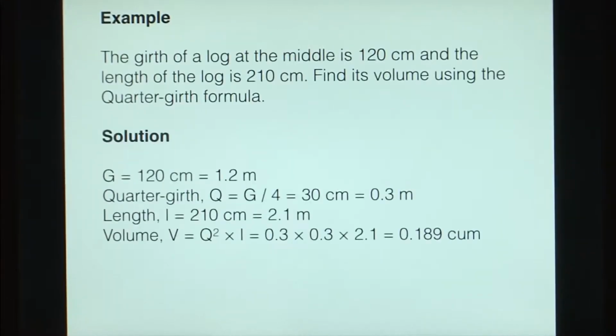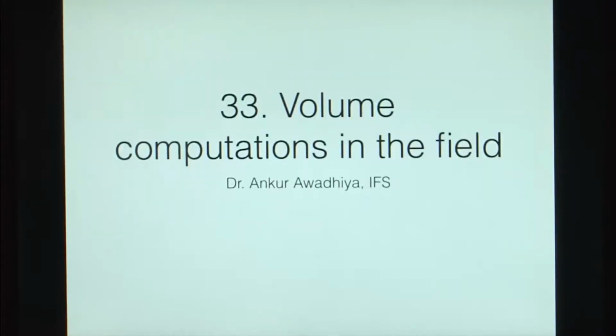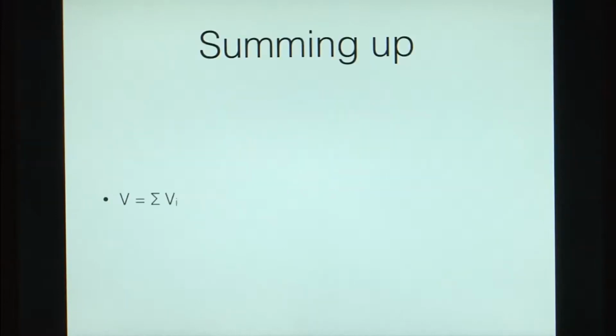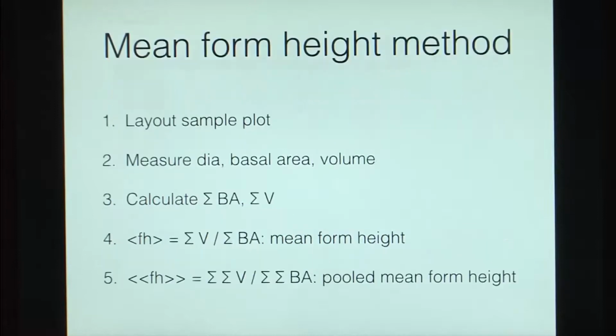Then we also saw some computations of how to use the quarter girth formula. Next, we looked at volume computations in the field. One method is summing up the volumes of different trees. The next is the mean form height method.